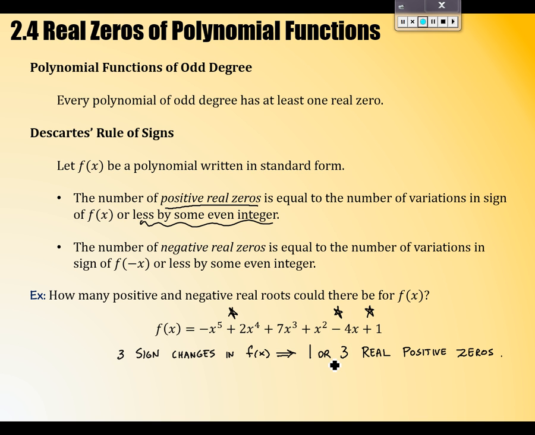And I want you to think about why there's this off by 2 thing happening. It's a little bit weird that that's happening. Well, the same thing's going to happen if it was even. If we got 4 sign changes, then it would be 4, possibly 4 roots on the positive side, or 2, or 0. Does that make sense? Yeah, Isabel?